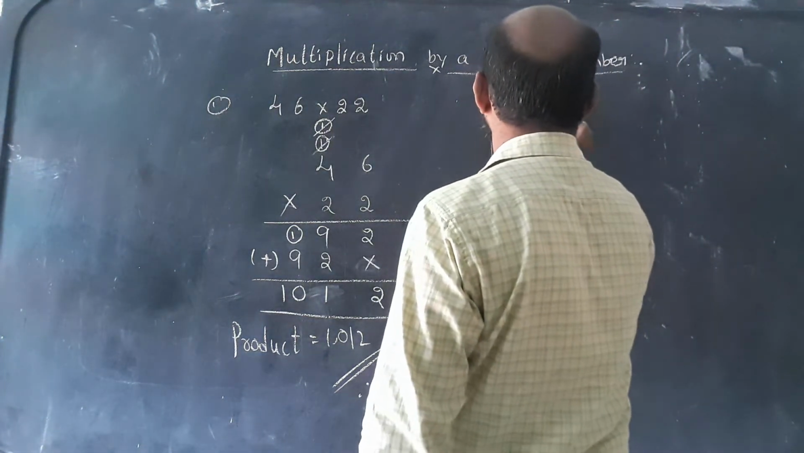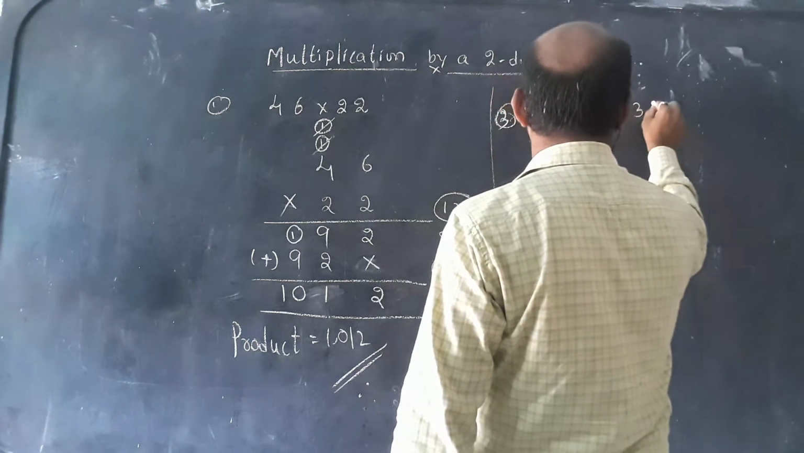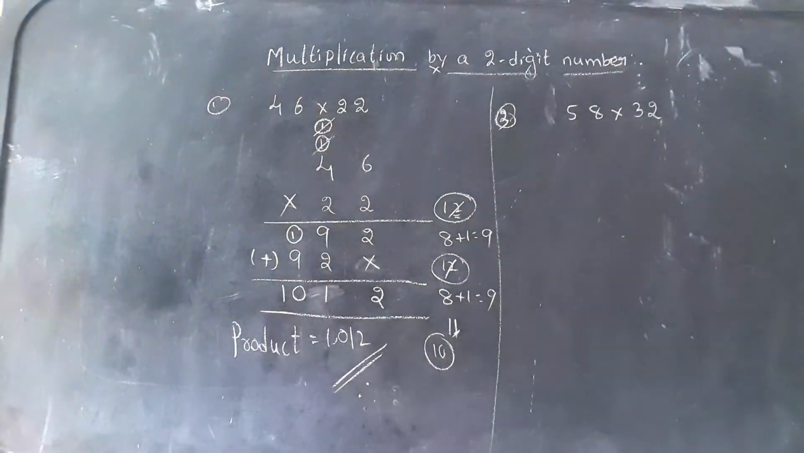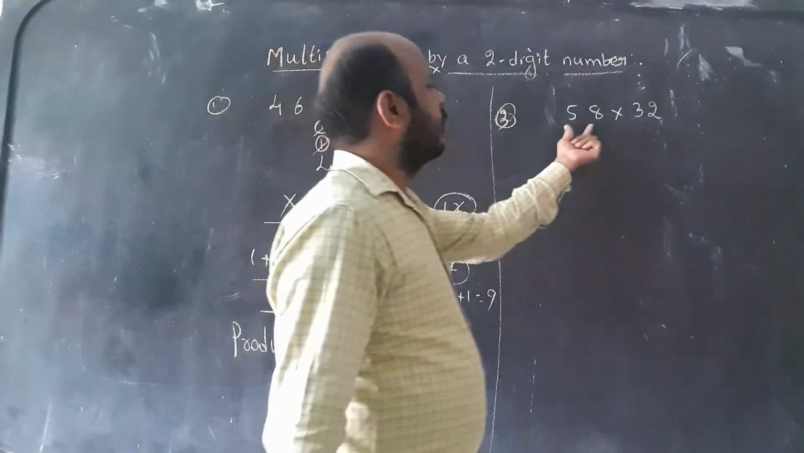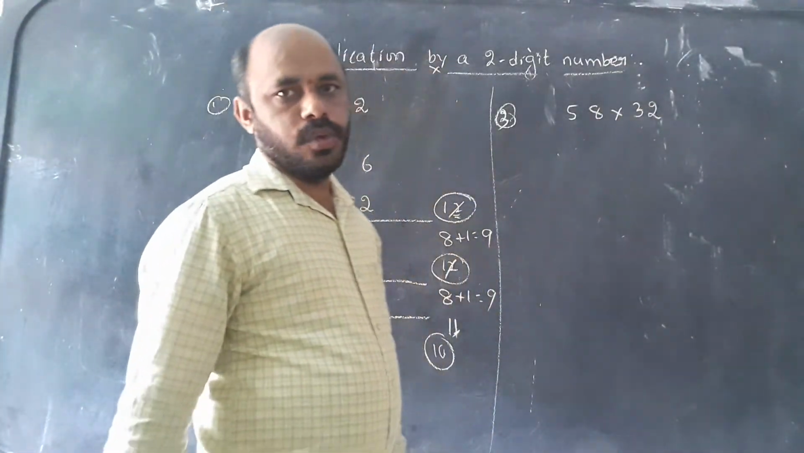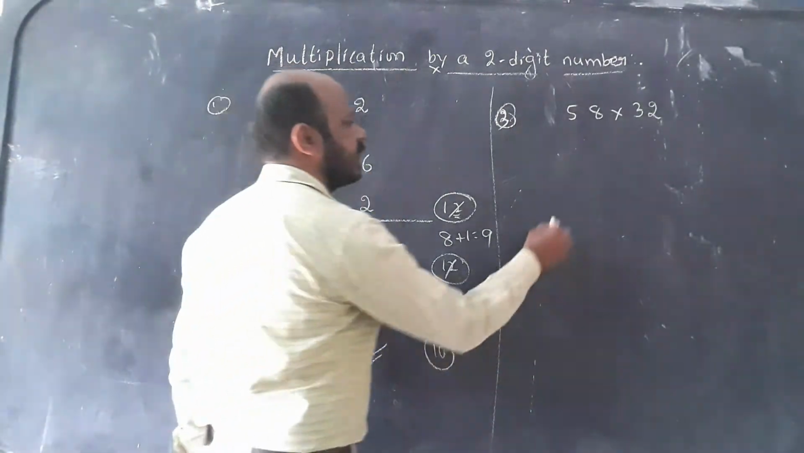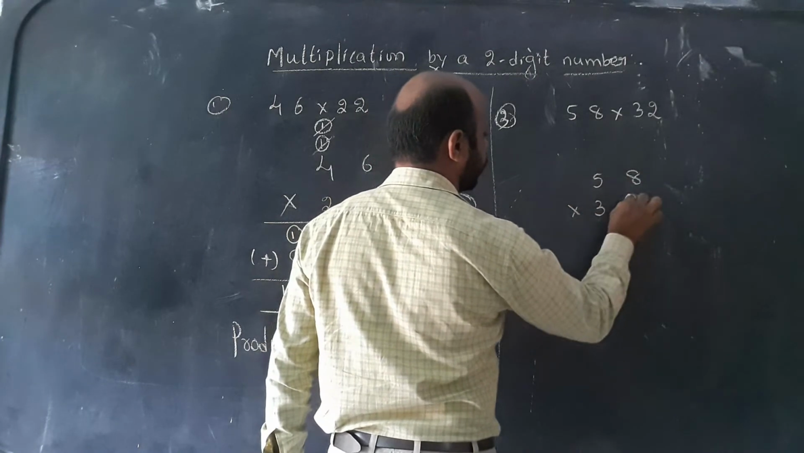Third example. 58 into 32 multiplication. See here 3 table, 2 table. If you take more tables also no problem. But here 58 into 32. 58 is the multiplicand. 32 is the multiplier. Place here 58 into 32.